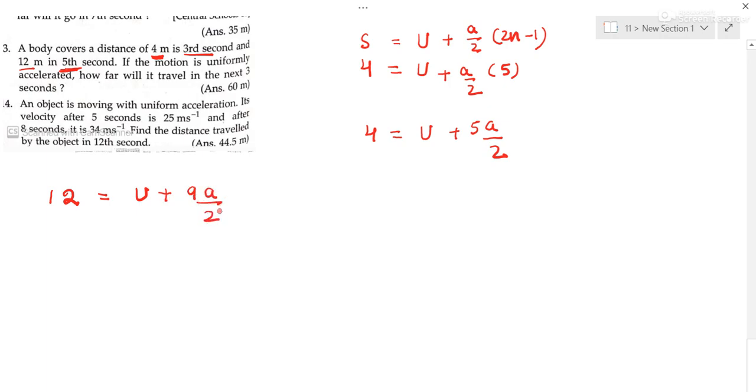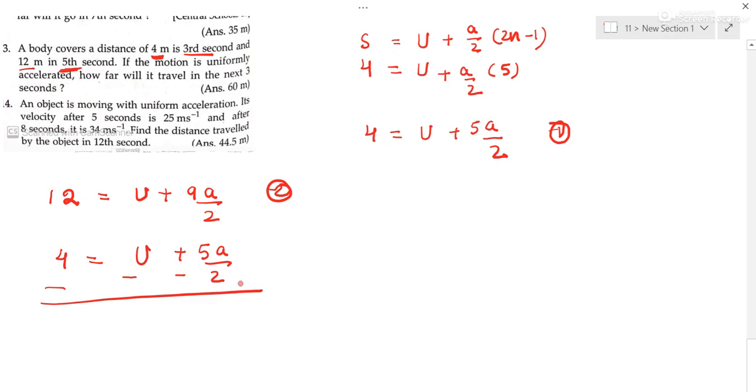Again, this is equation number 1 and this is equation number 2. You can bring 2 down here. So 4 equals u plus 5a by 2. Subtracting, u cancels. 4 minus 12 minus 4 is 8. 9 minus 5 is 4, because a by 2 is the same. So 4a by 2, so a is coming as 4 meter per second square.